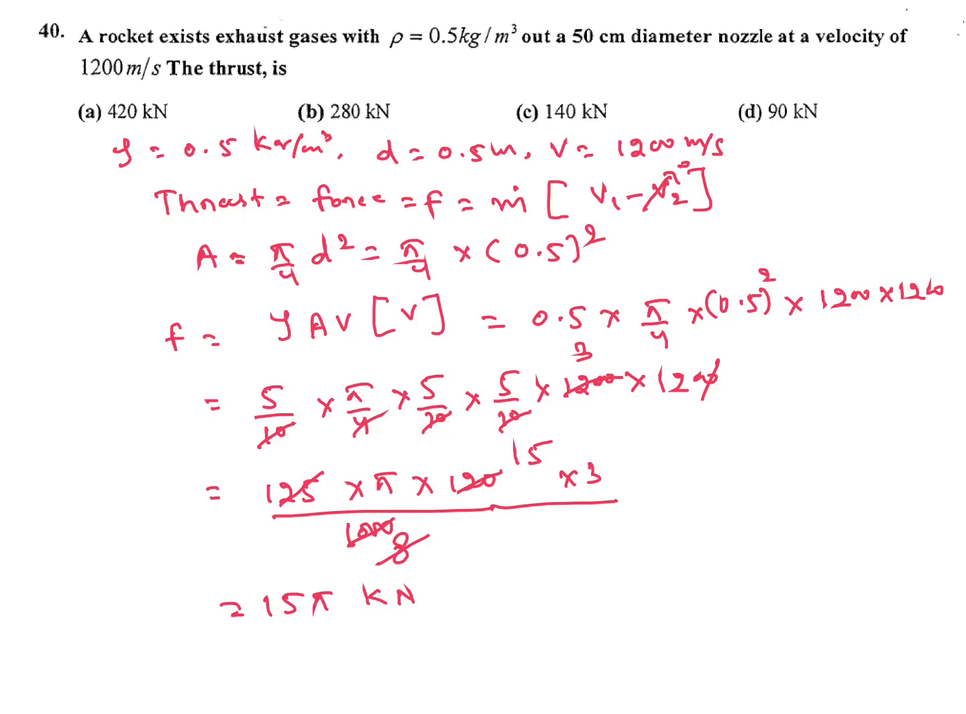So 45 into pi. Pi value is 3.141. If you multiply 45 into pi, it's 45 into 3 is 135, so nearly, approximately C is our answer, 140 kilonewton.